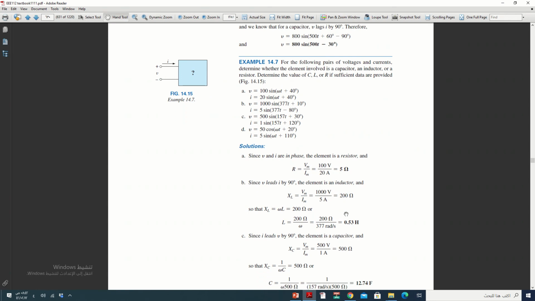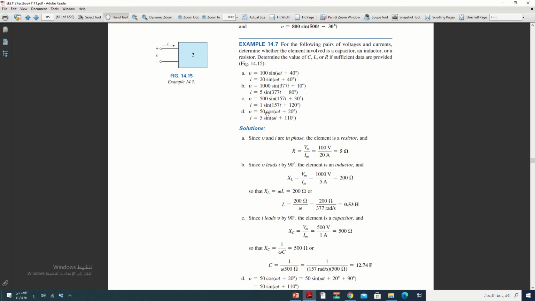Try to solve the other ones, C and D. Be careful, D is cosine. You need to convert it to sine. Then you can decide.